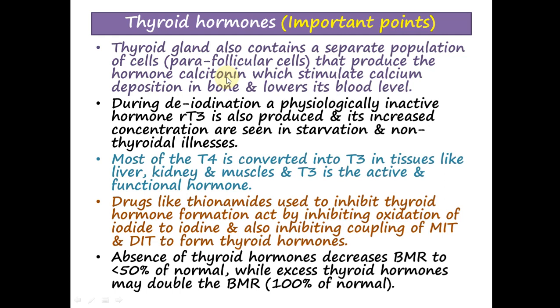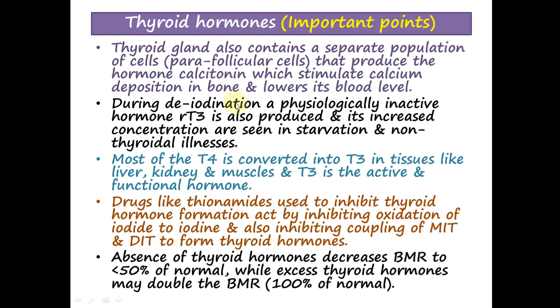When there is hypercalcemia, or excess calcium in the blood, calcitonin is secreted, which will increase the deposition of calcium and phosphate in bones, and it will lower its blood levels. This calcitonin acts totally opposite to the parathyroid hormone, which causes release of calcium and phosphate from the bones. However, the role of calcitonin, as compared to parathyroid hormone, is very minor.